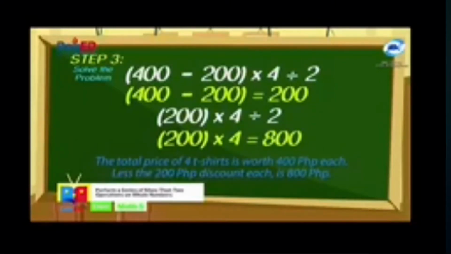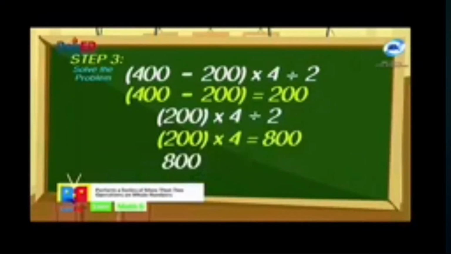The total price of 4 t-shirts worth 400 pesos less the 200 peso discount each is 800 pesos. But we still need to divide the total cost, so Miss Wenny and I will know how much each of us needs to pay. We divide 800 by 2. The answer is 400. Therefore, Miss Wenny and I will each pay 400 pesos.